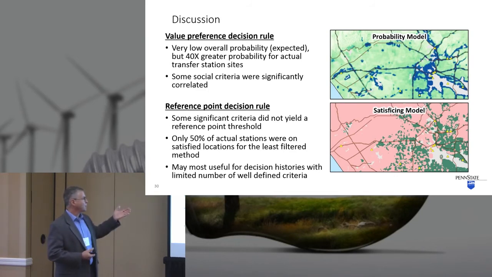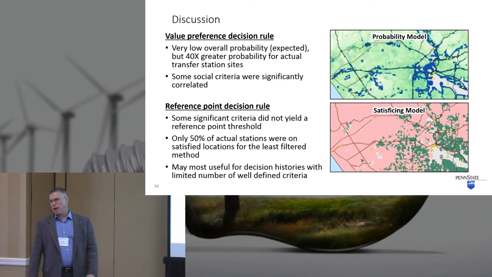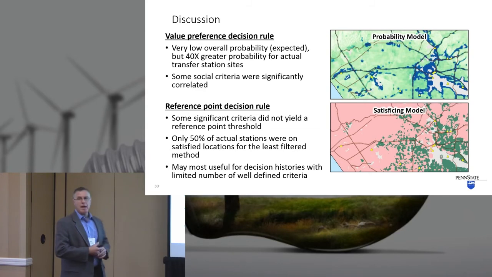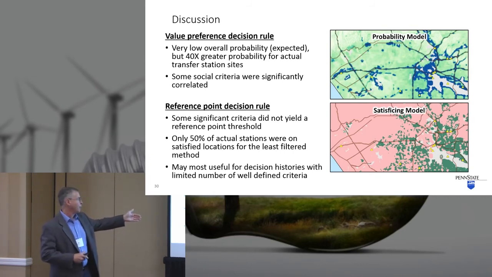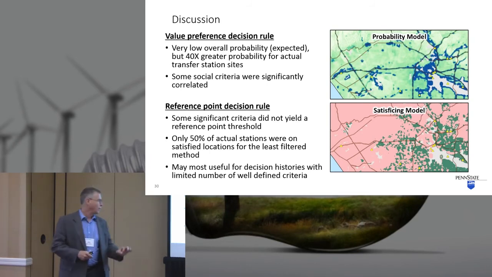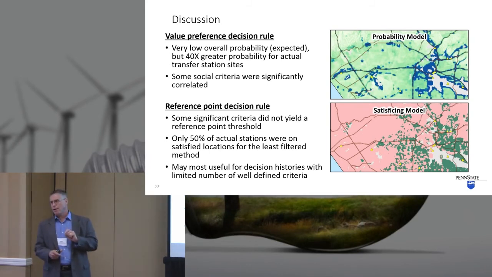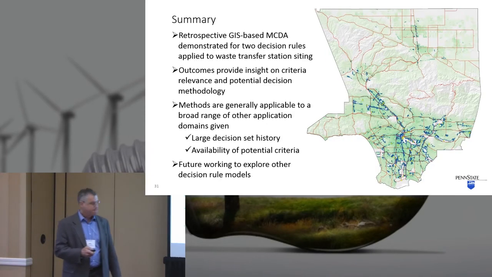The reference point decision rule, about 50% of the actual stations met the satisficing model, but many significant criteria just simply didn't have a threshold, even though they were important. There wasn't a level that was obvious, was satisfied in the history of the data we had. So this appears to be maybe a retrospective analysis that would be most useful when the decision history has a limited number of criteria that are pretty well defined.